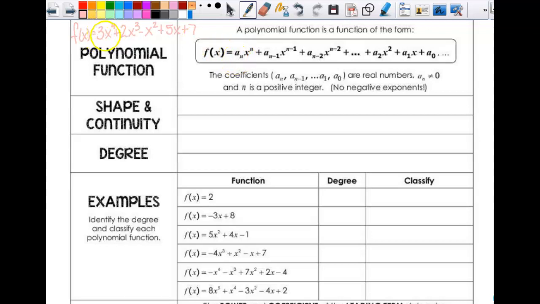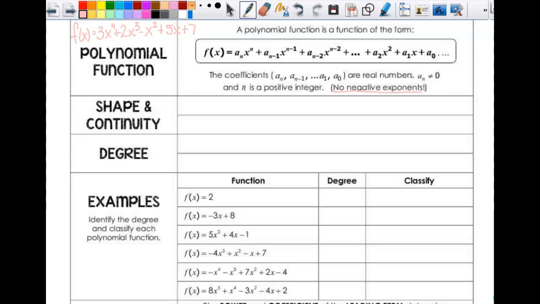this is the 3. This is the n minus 1, n minus 2, and so forth and so on, all the way down to when you don't even have an x at all. Okay, so that's just your generic, it looks horrible, don't let it freak you out, okay? The coefficients, a sub n minus 1, a sub 1, and so forth and so on, are real numbers, and a sub n cannot equal 0, and n is a positive integer. No negative exponents. So this is really the biggest thing right now, no negative exponents in a polynomial. Make sure that your exponents go from greatest to least, and you can skip them, like maybe there isn't an x cubed term or something like that.